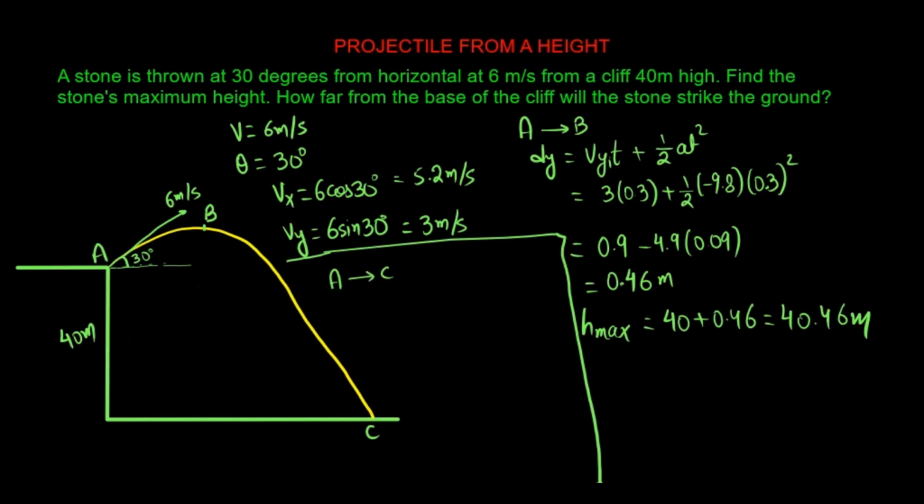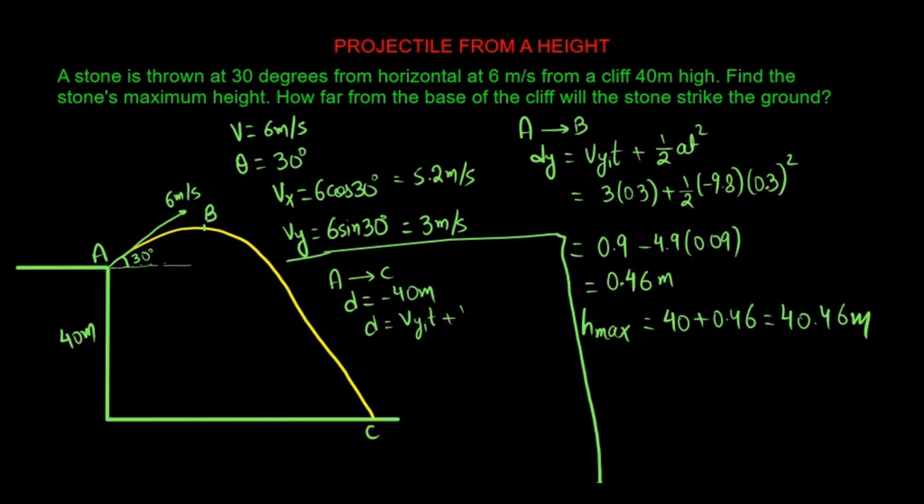I'll work here. Now we are concerned from the journey of the stone from A to C. Again, the displacement here is minus 40 meters because we are talking about displacement in y direction from A to C, and C is minus 40 meters below A. The stone is traveling downward 40 meters to reach point C. So the displacement is minus 40 meters.